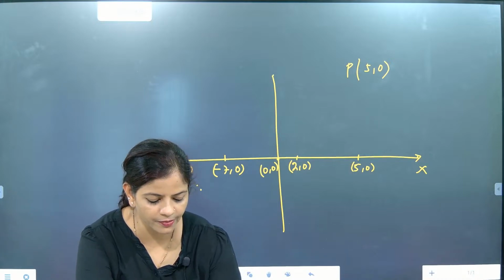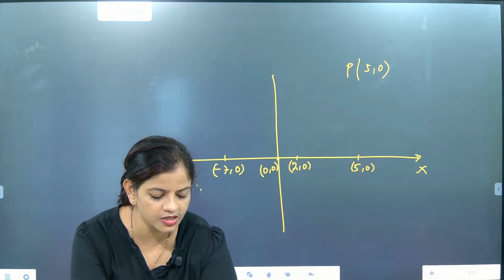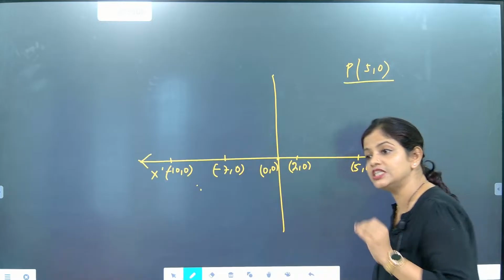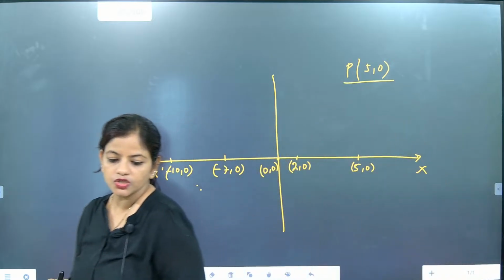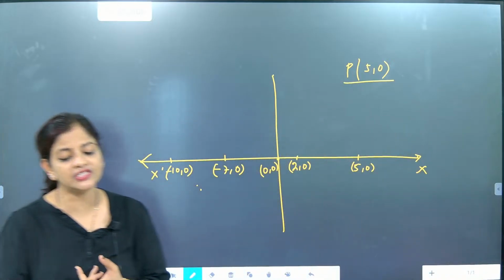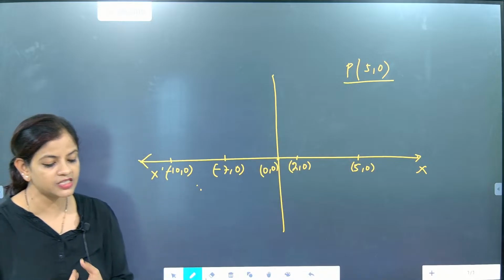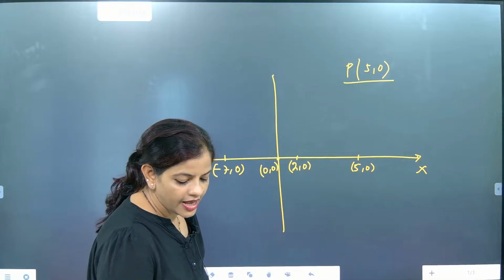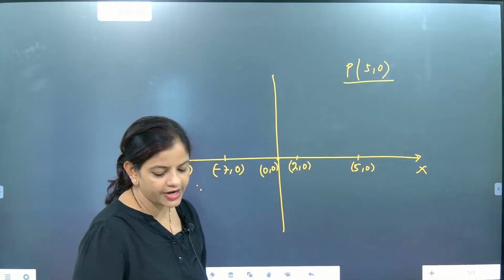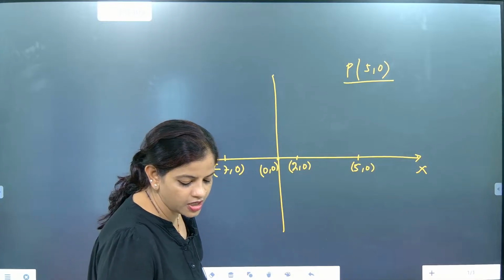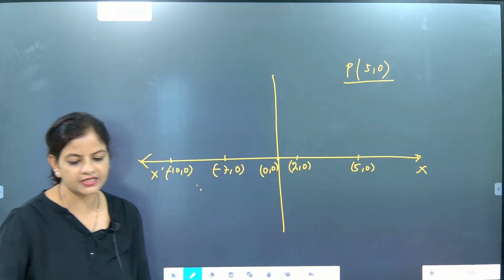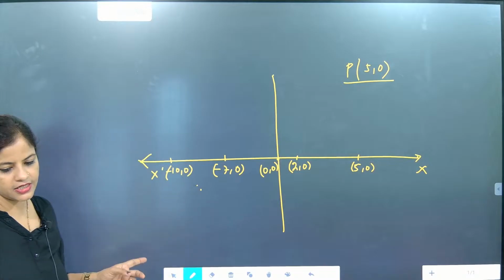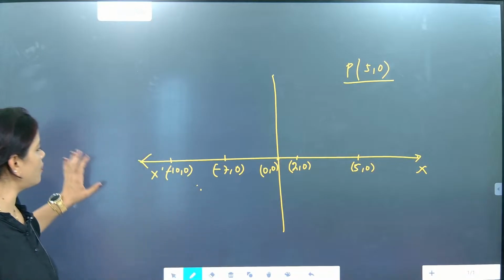Next one, if somebody asks you this type of question, how are we going to say? We will say that point P lies on the positive side of x-axis. Understood? It will be lying on x-axis, but which side, beta? You need to specifically explain it. It lies on the positive side of x-axis. I hope you have understood.